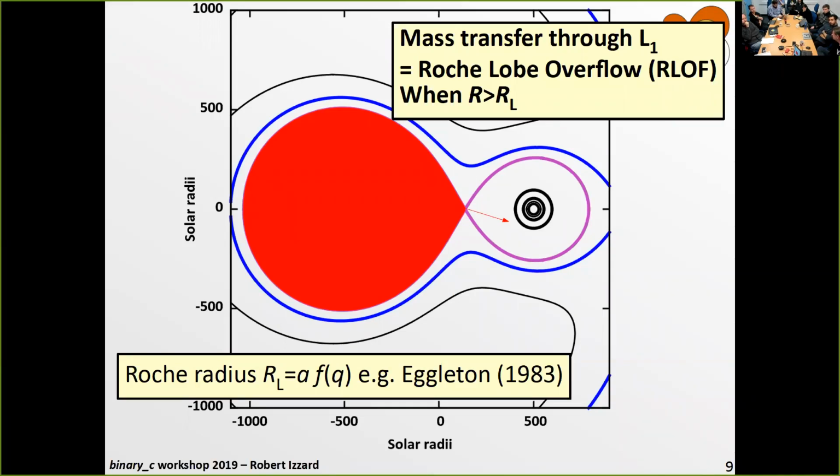I noticed recently there was a MESA paper which tried to refit all of these things. I have no idea why, because honestly, it's much more complicated. Eggleton's formula is incredible. It's accurate to within 1% over the whole range of mass ratios, which is amazing. So we use that, and I think that's fine.